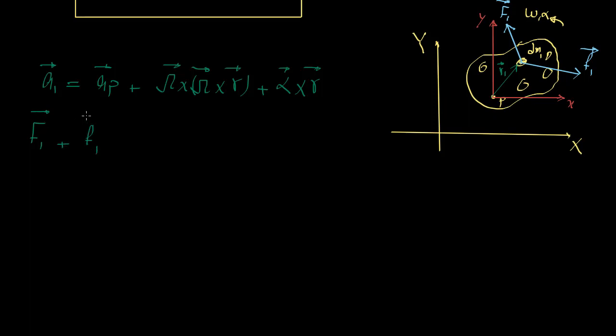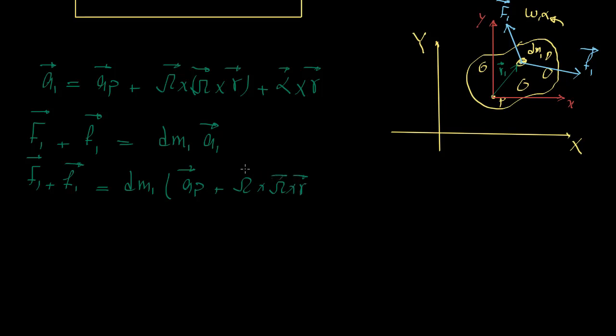We said that we want to derive all the equations for the rigid body starting from this equation. So F1 plus f1 is equal to dm1 times a1. But a1 we just wrote down as the acceleration of point 1 based on point P. So I can say that F1 plus f1 is equal to dm1 times AP plus omega cross omega cross r plus alpha cross r. Okay, so now let's simplify these terms.